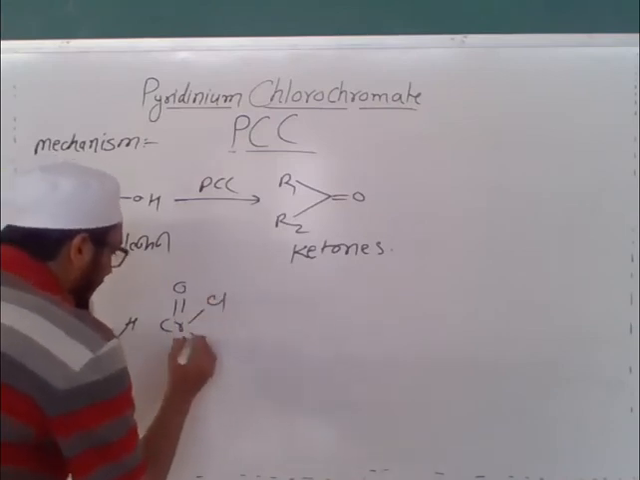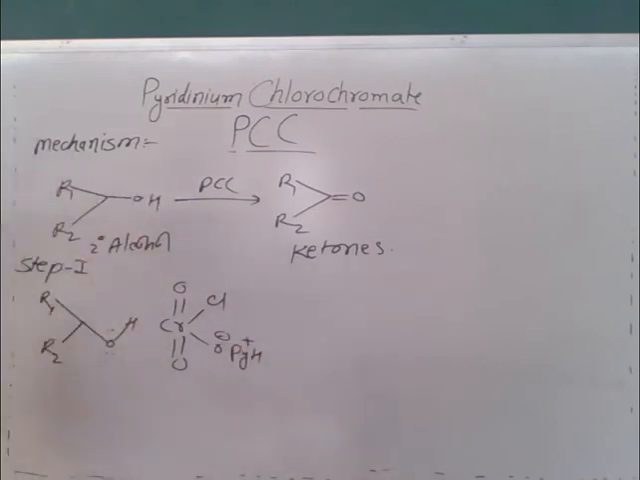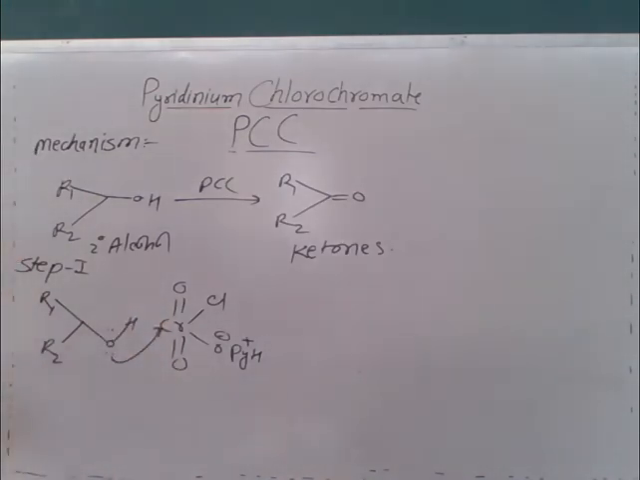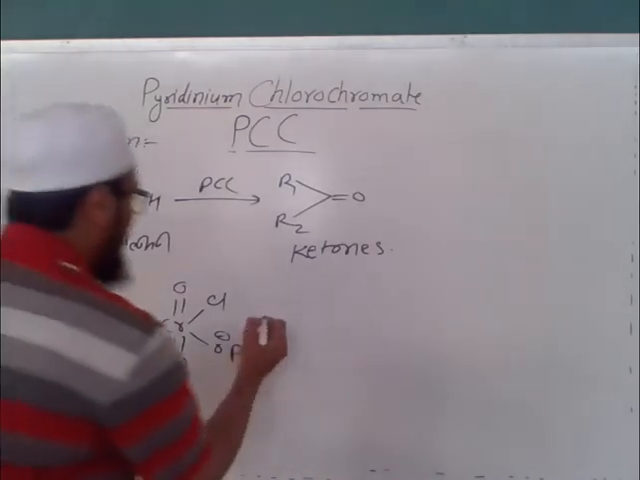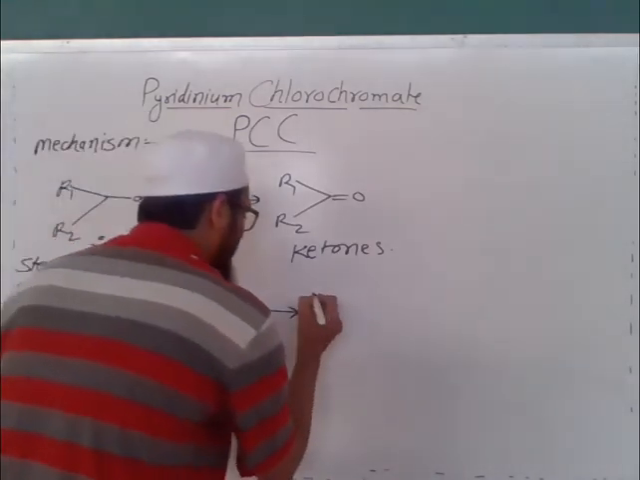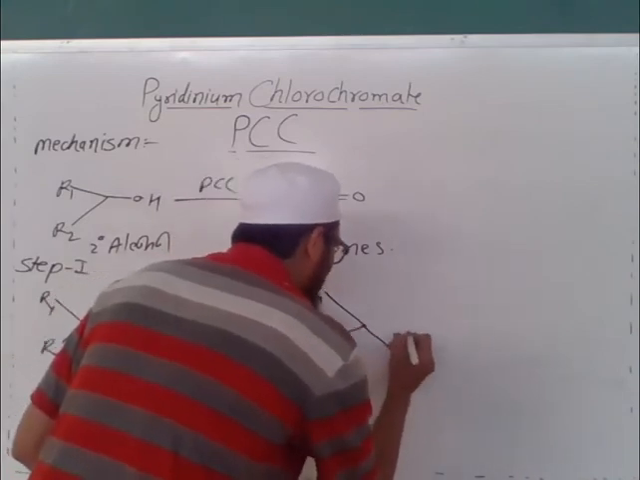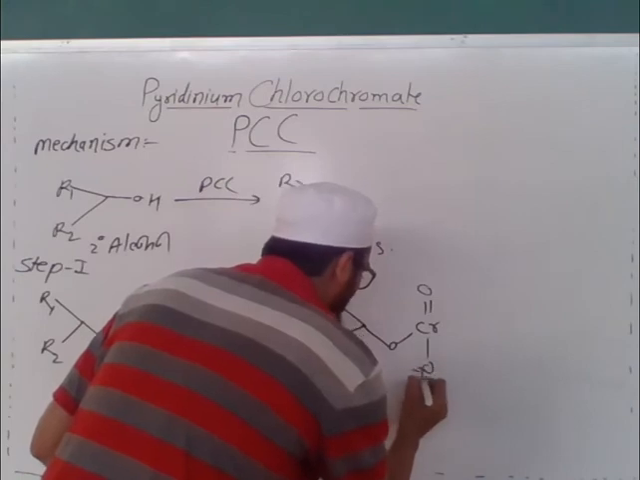This is our chloride ion, O negative, PyH, that is our pyridinium. So in the first step, what will it do? This oxygen will attack nucleophilically on chromium, and this chromium oxygen bond electron will shift towards oxygen, and what we'll get in the next step, I am writing after the arrow, R1, R2. This is our oxygen. It is attached with the chromium. It is oxygen O negative.